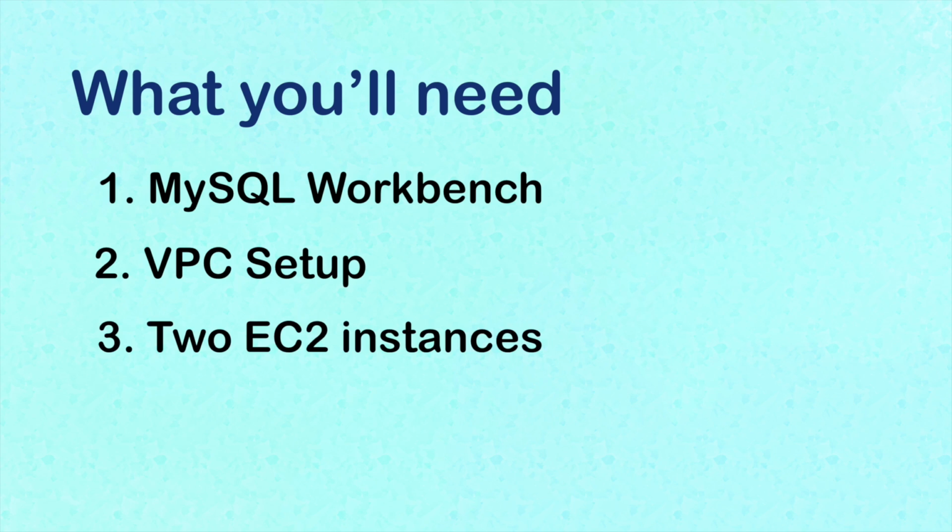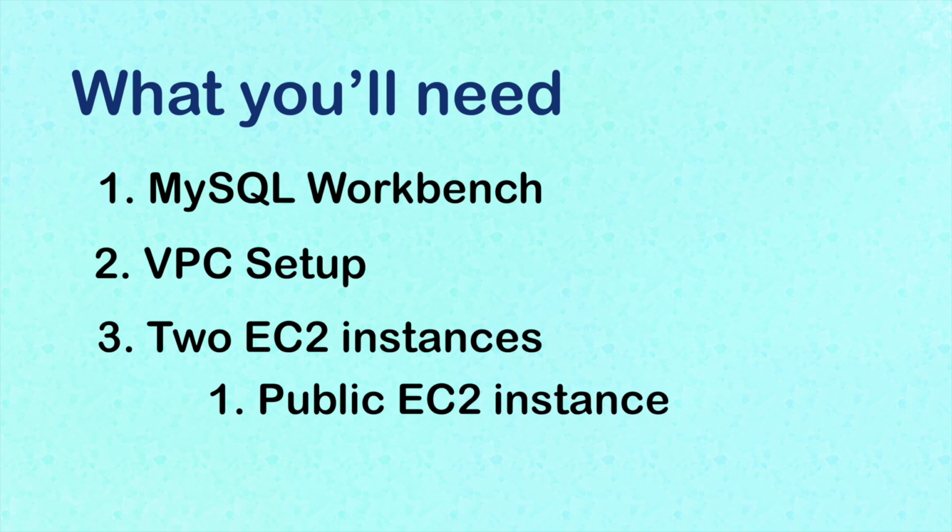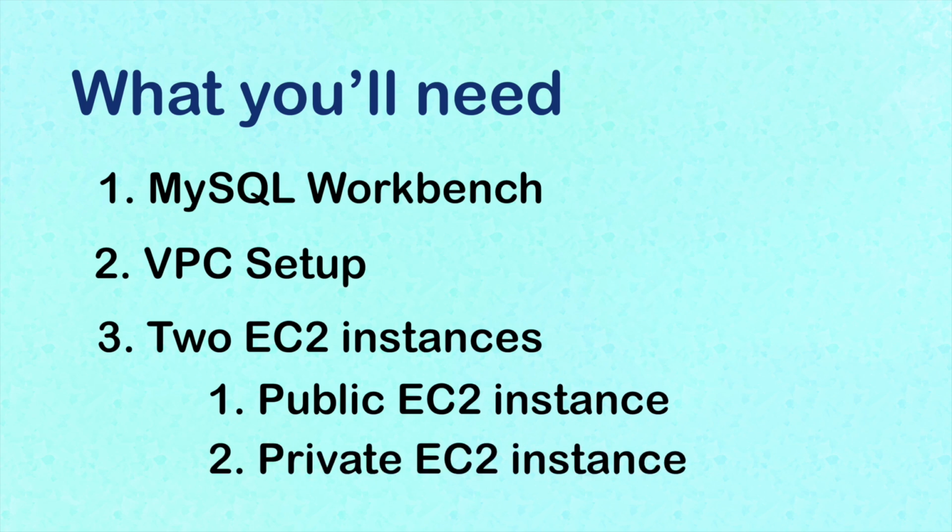You'll need two EC2 instances deployed within this VPC. An EC2 instance in the public subnet with default configurations. This instance will act as our gateway to the private subnet. An EC2 instance in the private subnet with default configurations. This instance will host our MySQL database. If you need help setting up the VPC and EC2 instances, I have a detailed video that walks you through the entire process. You can find the link to that video in the description below.